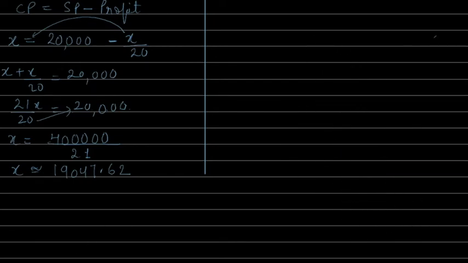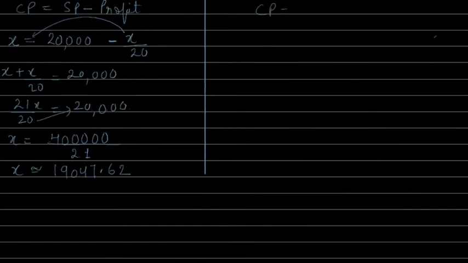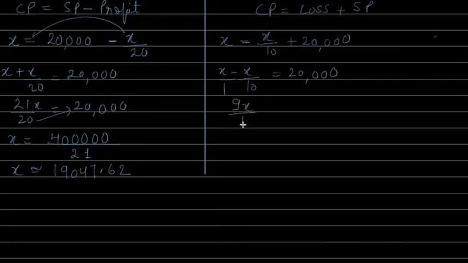Okay, so we were on the other side. If you see what we have done, we had this equation where CP was loss plus SP. CP we have taken as x, and then x upon 10 plus 20,000. Again we will transpose x terms to one side. So x minus x upon 10 will give you 20,000. Take the LCM. 10x minus x will give you 9x upon 10 is equal to 20,000.